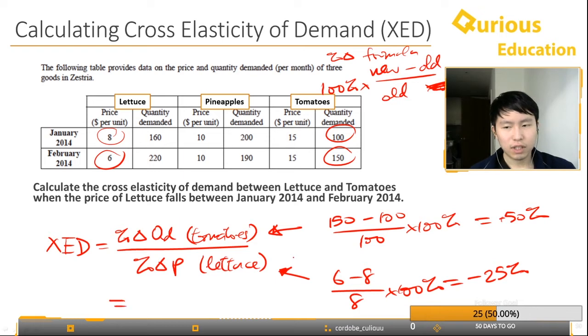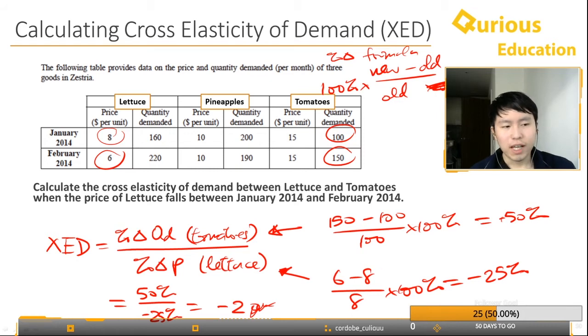So overall, the answer would just be 50% divided by minus 25%. So you see that in this case, it is minus 2.0. So usually we would have one decimal place for the elasticity, but it's okay to just put it as minus 2 as well. And what this means is that since the XED is negative, the goods must be complementary. Yeah.